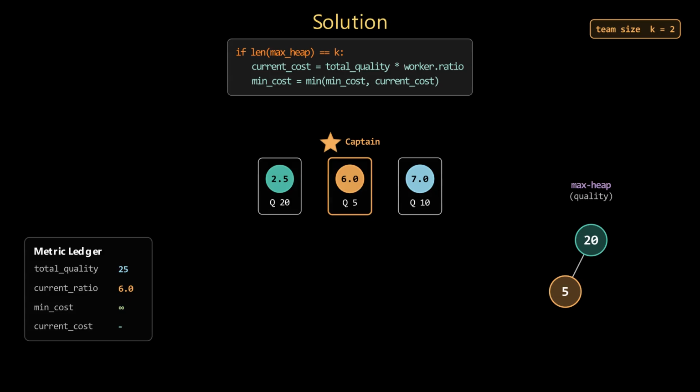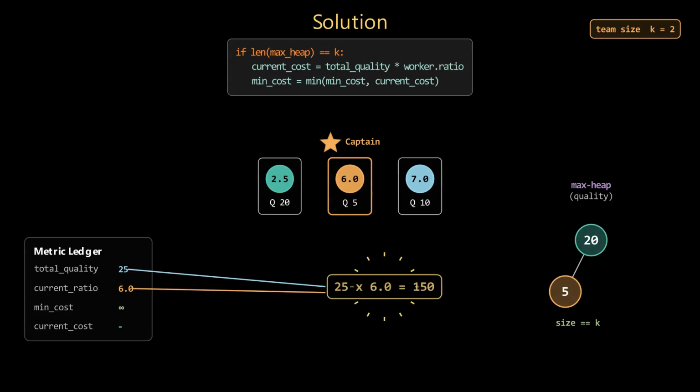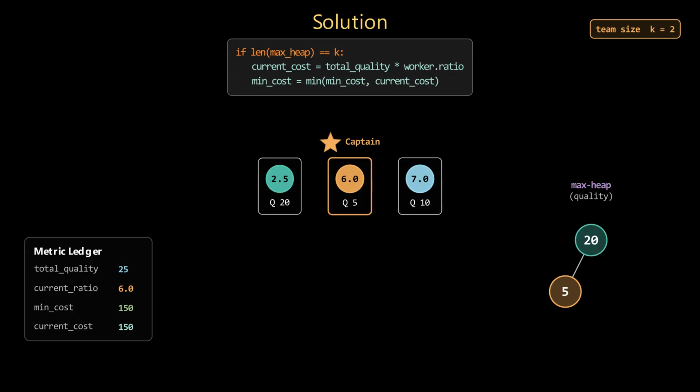The heap just reached size K, so this is our first complete team. We cost it as the total quality, 25, times the captain's ratio of 6, which is 150. That beats infinity, so it becomes our best cost so far.